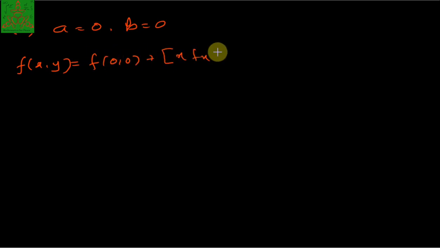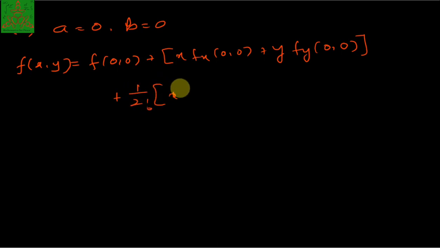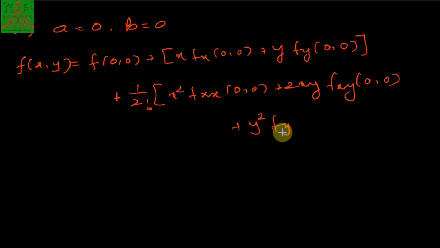Next, the third remark: instead of a if I substitute 0 and b if I substitute 0, then it will give you a Maclaurin series. So the Maclaurin series of the function will be given by f(x,y) equal to f(0,0) plus x into fx at (0,0) plus y into fy at (0,0) plus 1 by 2 factorial [x square fxx at point (0,0) plus 2xy fxy at point (0,0) plus y square into fyy at point (0,0)] and so on. So that is the Maclaurin series of the function f(x,y).